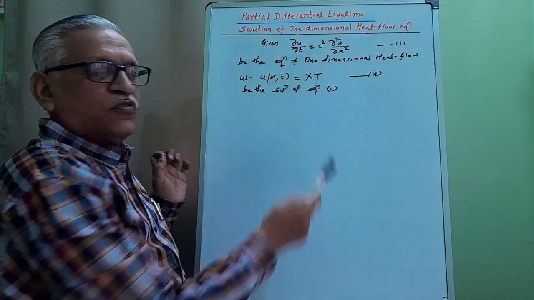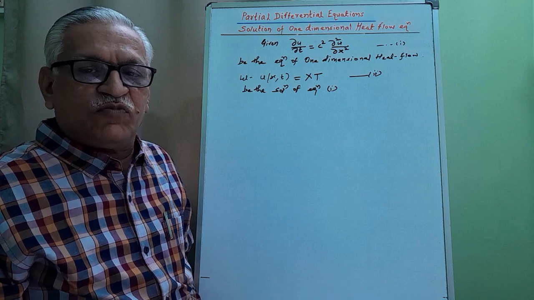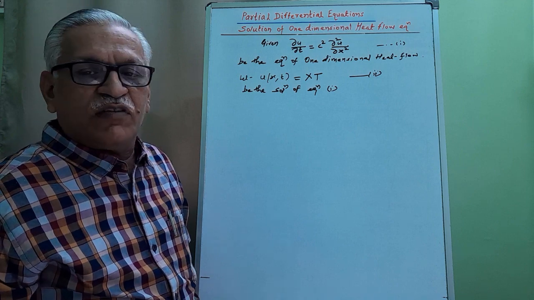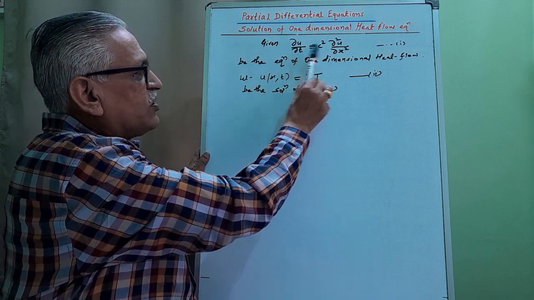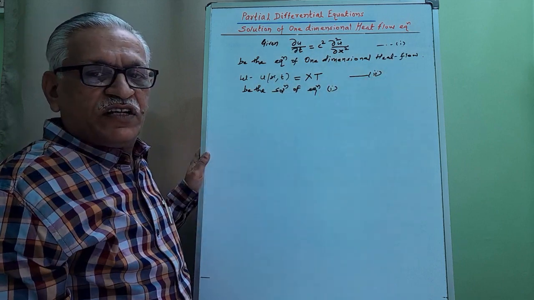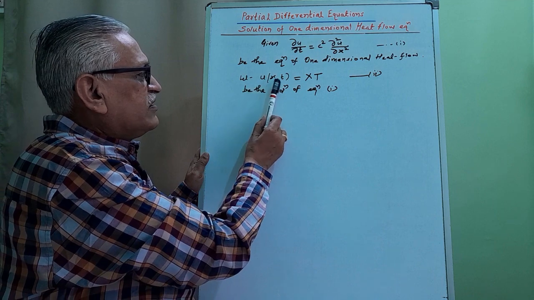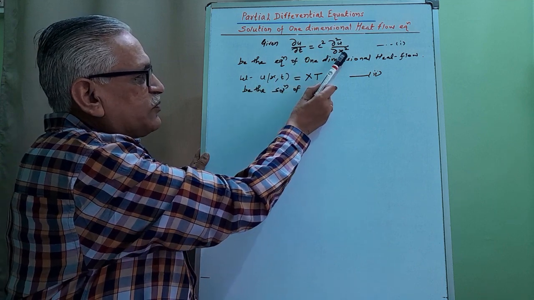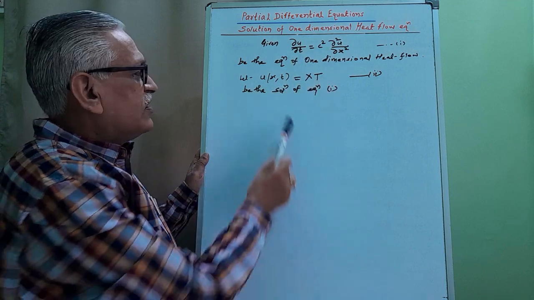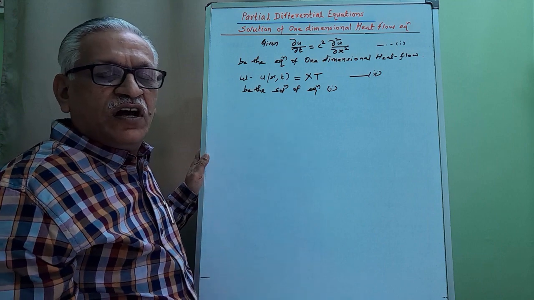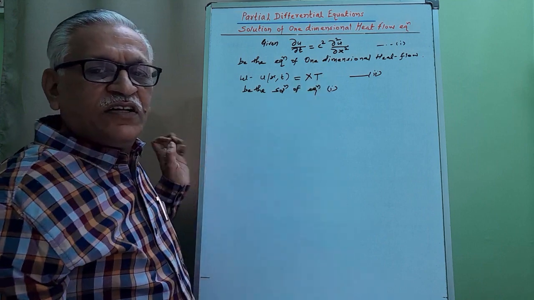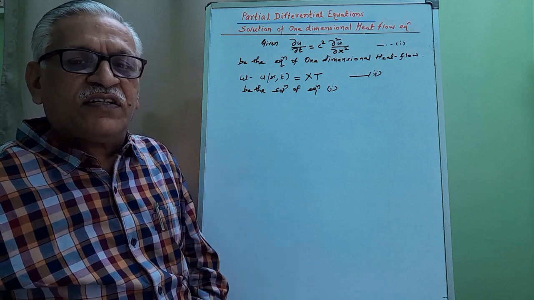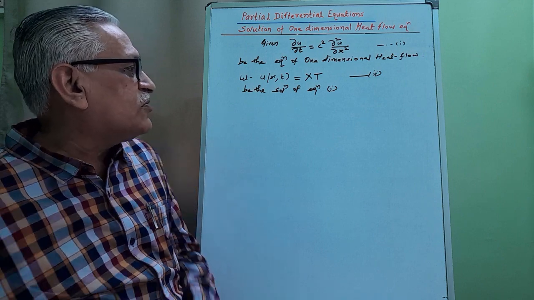We try to find the solution of that one-dimensional heat flow equation by the method of separation of variables. For that, we call this equation 1, the given differential equation. As it is differentiated with respect to x and t, let us consider u, which is a function of x and t, as capital X into capital T, where capital X is a function of small x and capital T is a function of small t.